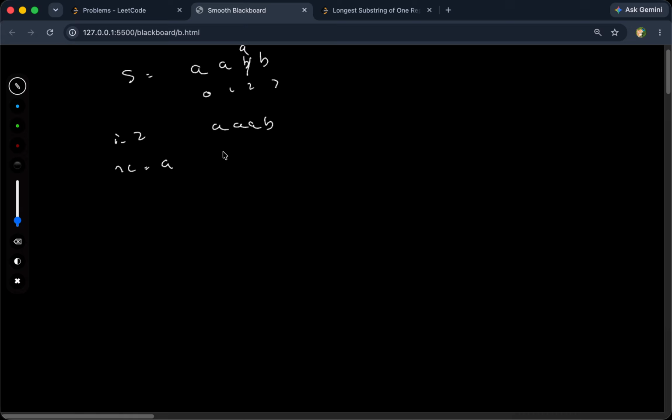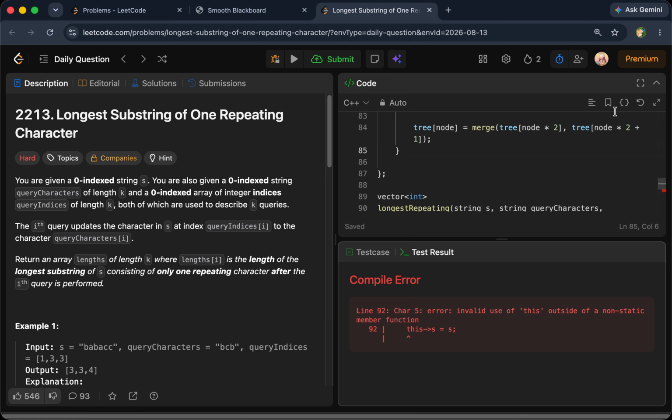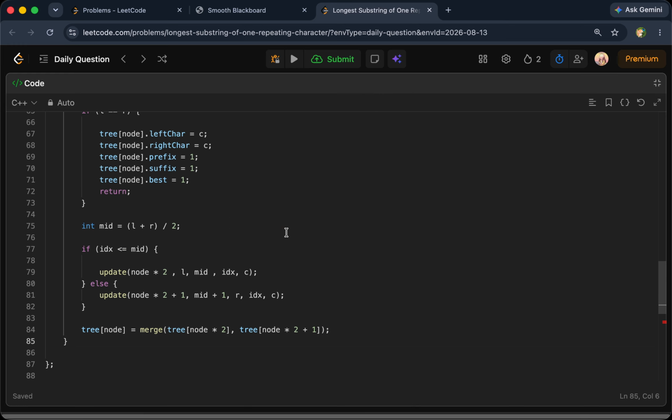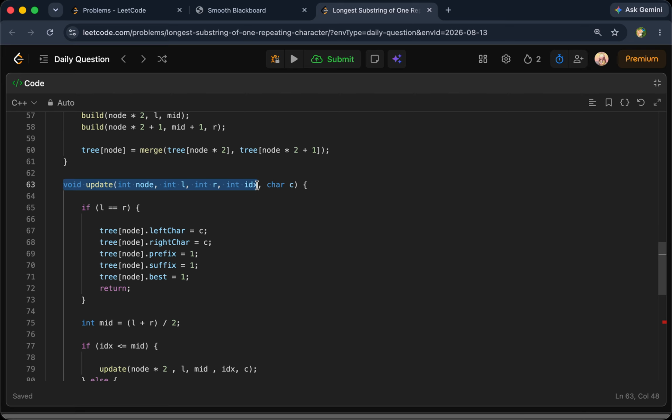Okay, so we have this example, and index 2 we have to replace with a. So before it look like this, after it look like this. Then see, the update function job is simple: go to that index, change the characters and update the segment tree. Then this function, void update. See, there are 5 things: node, current tree node, left boundary, right boundary, and index we want to change, and new character.